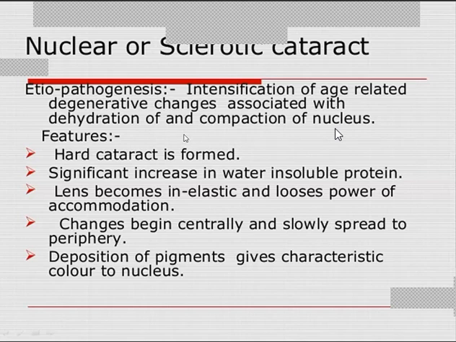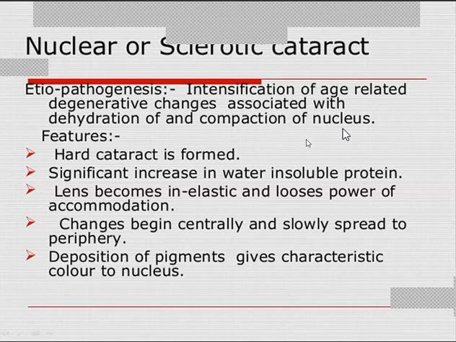In the cortical cataract, what is happening is there is hydration of the cortex, whereas in the sclerotic cataract or the nuclear cataract, there is dehydration and compaction of the nucleus. So what will happen in the case of the cortical cataract? When it matures, it leads to liquefaction of the cortex. Here, the entire cortex becomes hardened. That is, the hard cataract is formed.